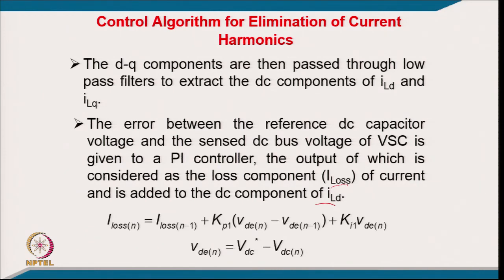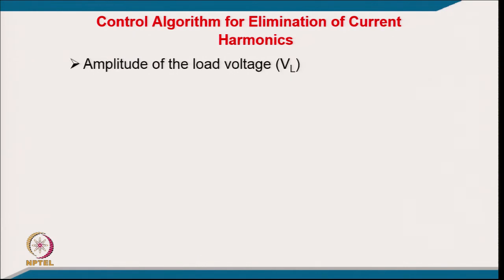And this is the PI controller output, the PI controller equation for the DC link voltage. This is the reference DC link voltage, this is the DC link voltage after the low pass filter, and this is the input for the PI controller, and this is the PI controller output, and this is the previous PI controller output at the previous sampling instant. This is the digital form of the PI controller.